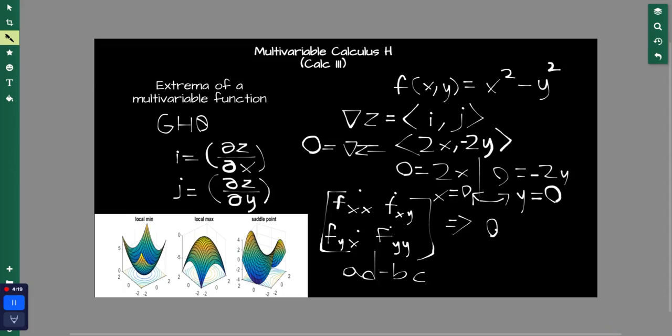And when you have 0 as your output here, you just need to compare this output to 0. If it is above 0, it is a minimum. If it is below 0, it is a maximum. And if it is 0, then we know that the inflection point we get, (0, 0), is a saddle point.